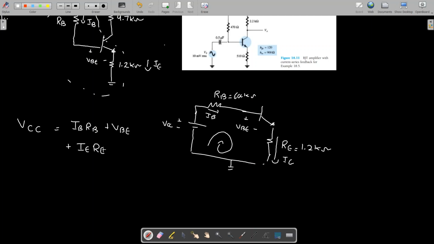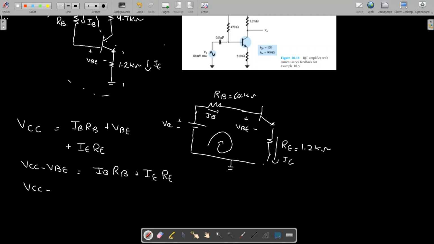So we have this equation. Fine. And I can rearrange it and say that VCC minus VBE is equal to IB RB. Let me write it again: IB RB plus IE RE. So we have lengthy maths, but it's very easy. Fine. So I need to find the IB.